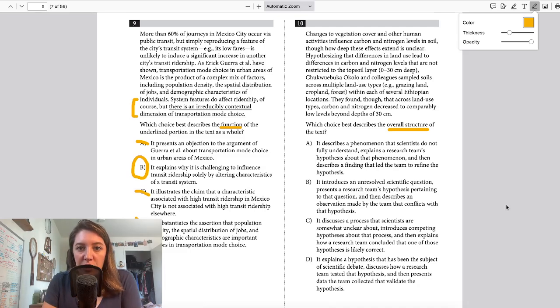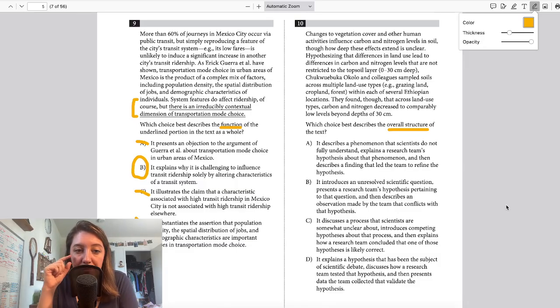So let's read it. Changes to vegetation cover and other human activities influence carbon and nitrogen levels in soil, though how deep these effects extend is unclear. Hypothesizing that differences in land use led to differences in carbon and nitrogen levels that are not restricted to the topsoil layers, 0 to 30 centimeters deep, and then I'm going to butcher this person's name, I'm so sorry, Chukwuebuka Okolo and colleagues sampled soils across multiple land use types, e.g. grazing land, cropland, and forest, within each of several Ethiopian locations.